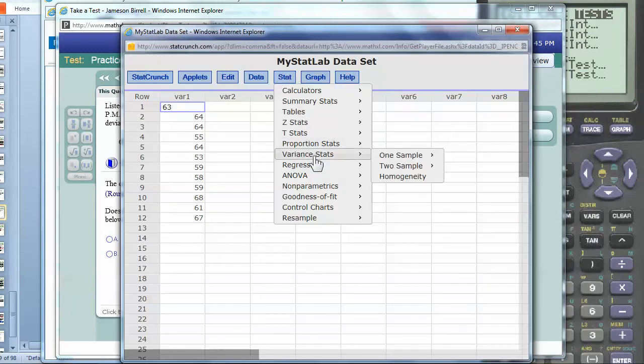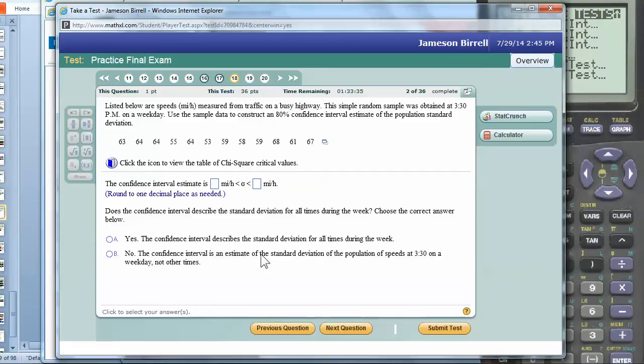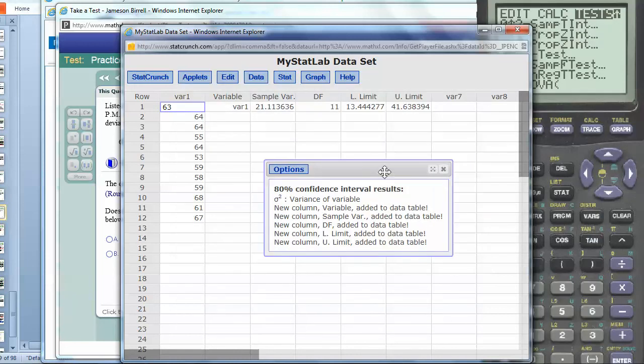Okay, stat, variance, one sample with actual data. Take it from there. Use a confidence level of 80%. And I will store that in the table. Okay, so then here's my sample variance. Here's my lower limit and upper limit that creates the confidence interval to bound the population variance.